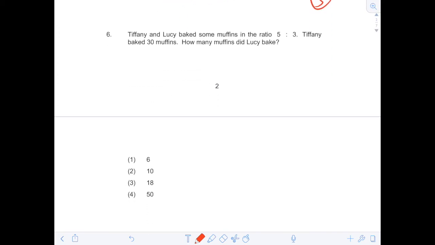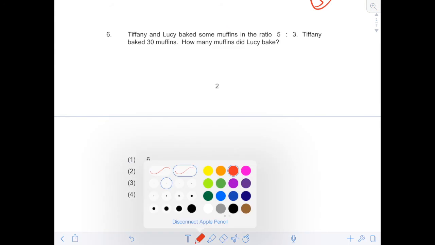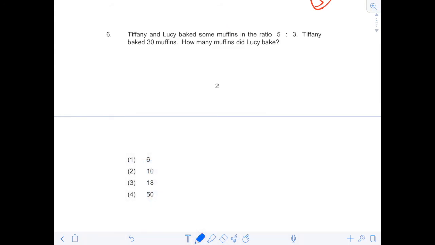Okay, so here Tiffany and Lucy baked some muffins in the ratio 5:3. Tiffany baked 30 muffins, so this is Tiffany and this is Lucy. Since Tiffany baked 30 muffins, you get 5 units equals 30. 1 unit equals 6, and to find how much Lucy gets, it is 3 units, so you get 18.